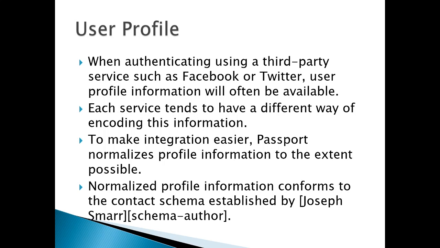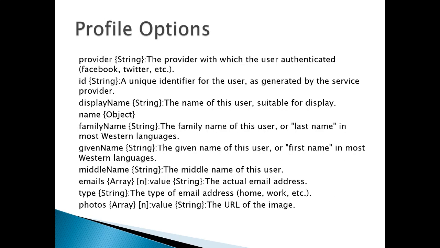So user profile will be with you. Facebook, Twitter, and every other social media provides you basic information, that is JSON information, of a person who has logged into your system. That public information can be accessed and can be stored. It can be provider's ID, display name, family name, given name, middle name, emails, types, photos. You can access these types of public information from profile.familyName, profile.emails, profile.photos. You can access that information with Twitter.